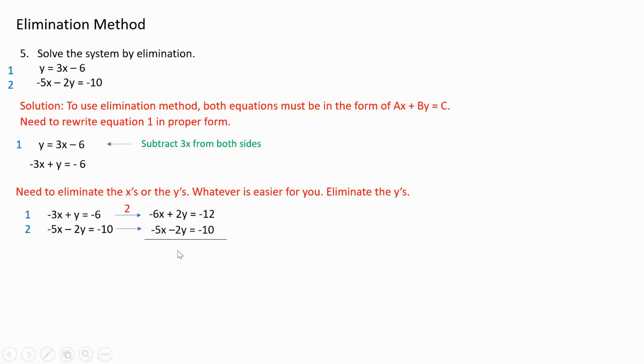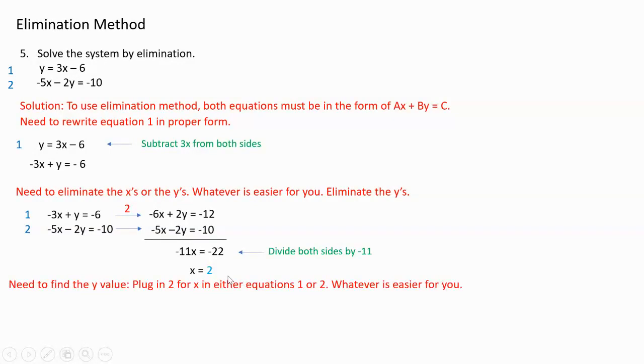That's why it's called the elimination method, because the y's got eliminated. So we got negative 11x equals negative 22. We divide both sides by negative 11, and we get x equals 2. Now, like in the substitution form, we go back and plug in 2 for x in either equation 1 or 2, whatever is easier. In a similar manner, equation 1 is easier because the y is already isolated.